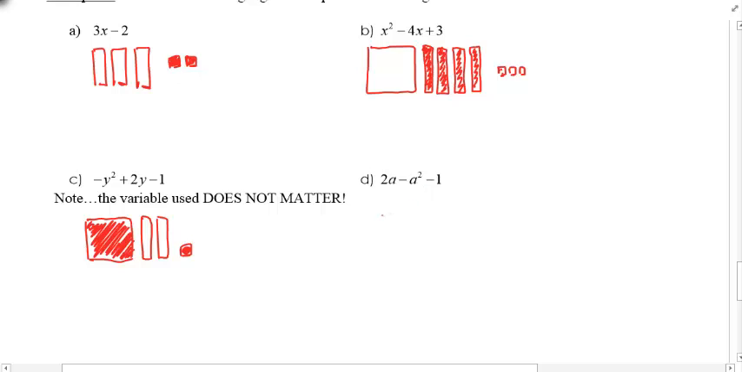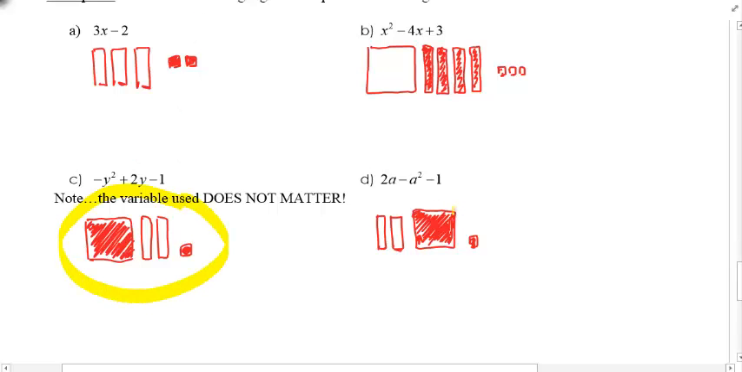Same thing for D now, okay? 2a minus a squared minus 1. So 2a, 1, 2, minus a squared. Minus 1. Cool. Now, notice the picture here. Do we have the same tiles in both of these pictures for C and D? Yeah, we actually do. So these actually represent the same thing. I switched up the order, but look, it doesn't make a difference.